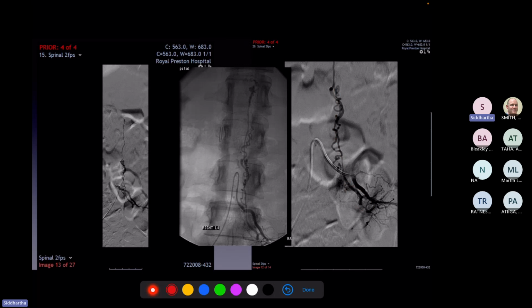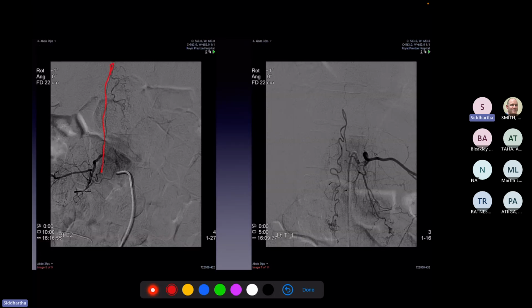And then we are injecting the right side. So it shows the right posterior spinal artery goes up, then turns around and goes across the midline and has the shunt on the opposite side. When we inject at the higher level, you see the posterior spinal artery again coming down towards the left only. So we can see that only the left half of the cord is involved.